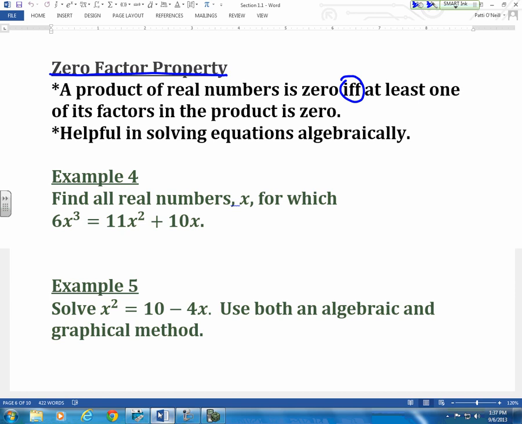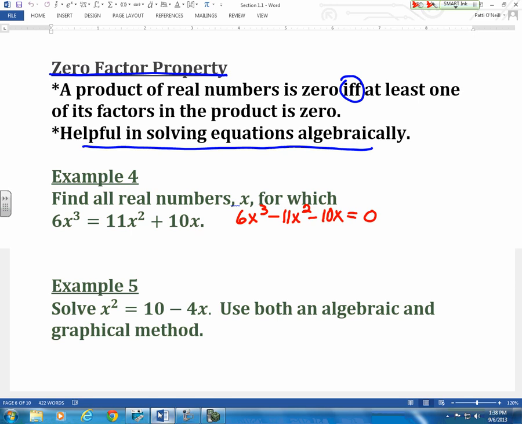You've done this before with solving equations, and it is definitely a helpful concept in solving equations algebraically. I actually just talked about this with my calculus class and refreshed their memory on things. So we're going to look at a couple of things here just to get back in the swing of things. Find all real numbers x for which 6x cubed equals 11x squared plus 10x. So if you remember from any of your algebra classes, we always want to set our equation equal to 0 if we're working with something other than a linear equation. So 6x cubed minus 11x squared minus 10x equals 0 will be our jumping off point from here.